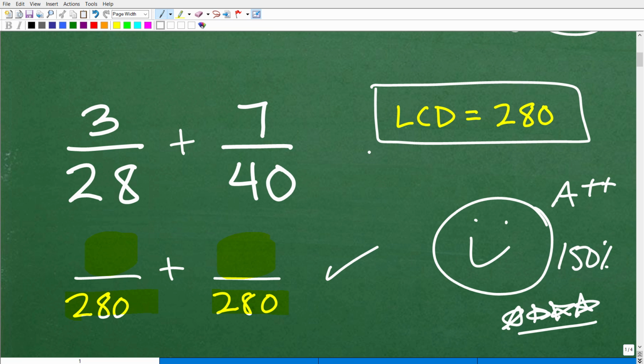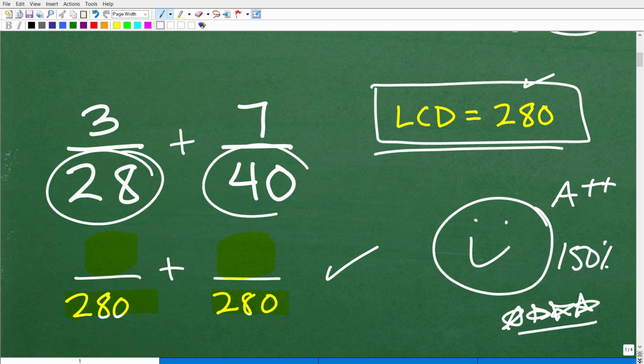But now let's get into the LCD and how I got 280 as the actual LCD. Now, these numbers are fairly easy to deal with. I could have made this much more complex, but if you got 280, first of all, that's good, but I want you to think, how did you get this?